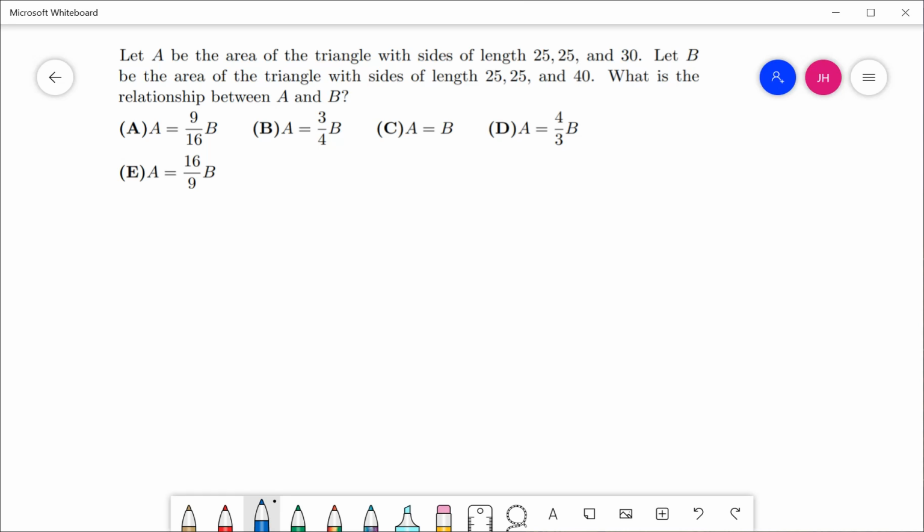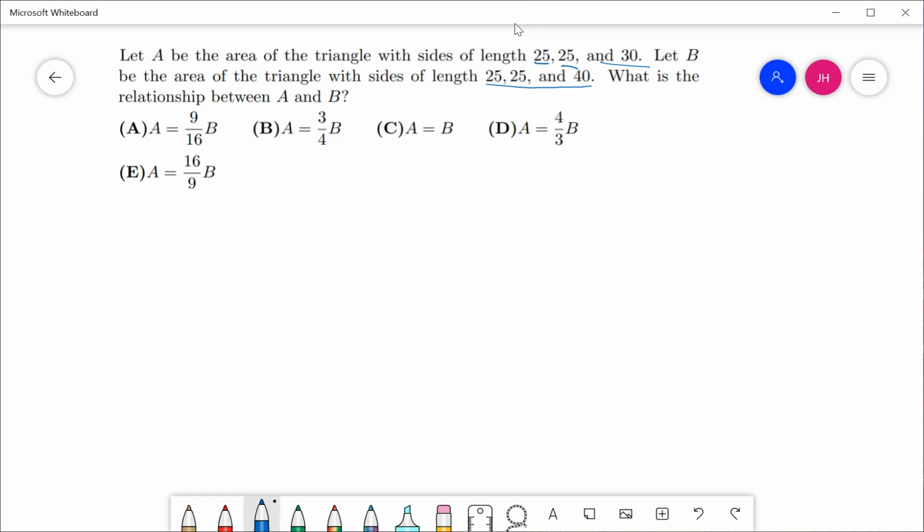In this problem, we let A be the area of the triangle with sides of length 25, 25, and 30. So that's an isosceles triangle. Let B be the area of the triangle with sides of length 25, 25, 40. Again, that's an isosceles triangle. The question is, what is the relationship between A and B? Remember, these A and B are areas of the two triangles.